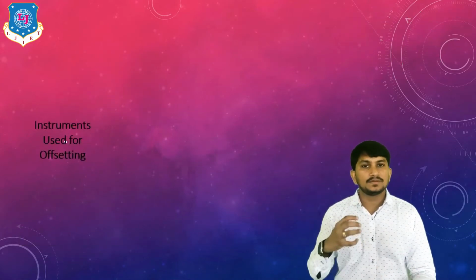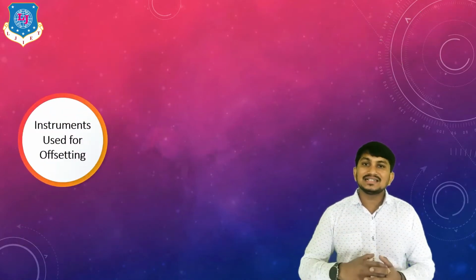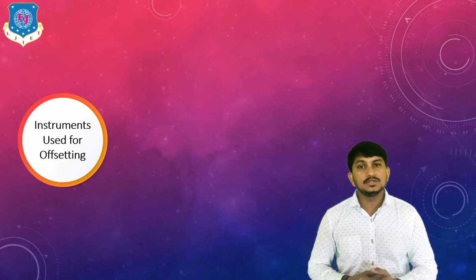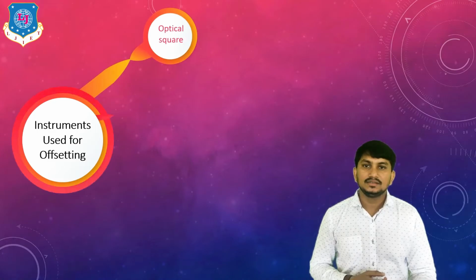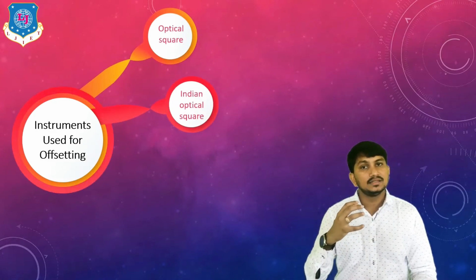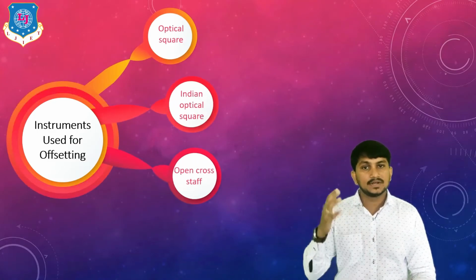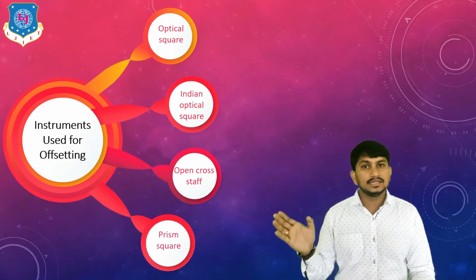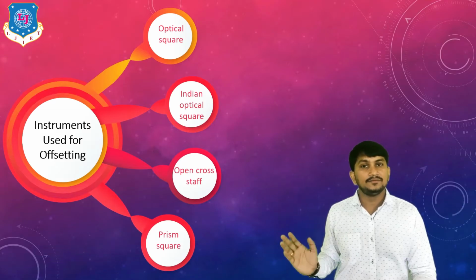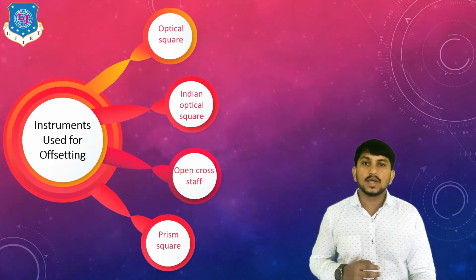That's all about offsetting. Now we will discuss various instruments used for offsetting. There are four instruments that can be used for offsetting. First is the Optical Square, second is the Indian Optical Square, third is the Open Cross Staff, and fourth is the Prism Square. First we will discuss the Optical Square in detail.